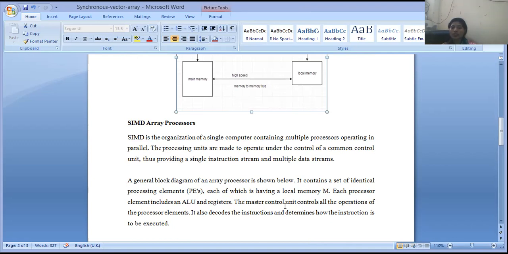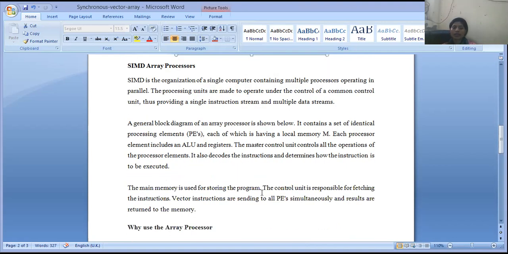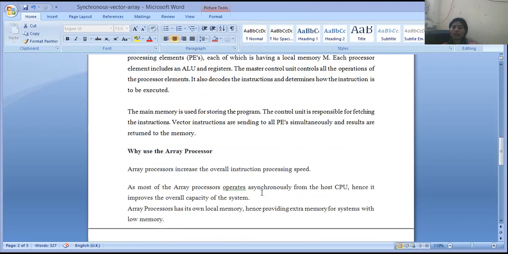The master control unit controls all the operations performed on that particular system, and it also decodes the instructions and determines how instructions are stored and executed. Here, the main memory is used for storing all the programs of the system. The control unit is responsible for fetching the data and the instructions. Vector instructions are used to send all the instructions for parallel execution simultaneously, and results are returned to the main memory.